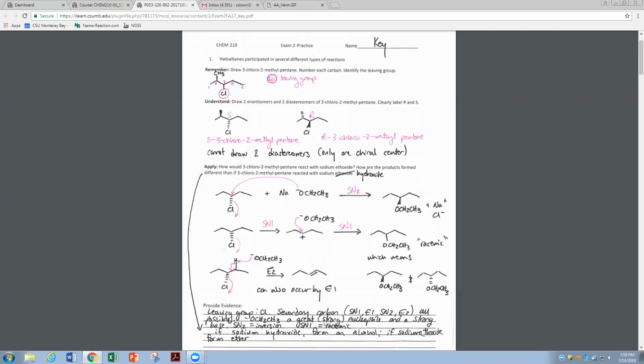And then my sodium ethoxide is a strong nucleophile. It's also a strong base. And remember, SN2 equals inversion and SN1 is racemic. And then if I had sodium hydroxide, it would form an alcohol. If it was sodium ethoxide, it's going to form an ether, just so you could see that contrast.